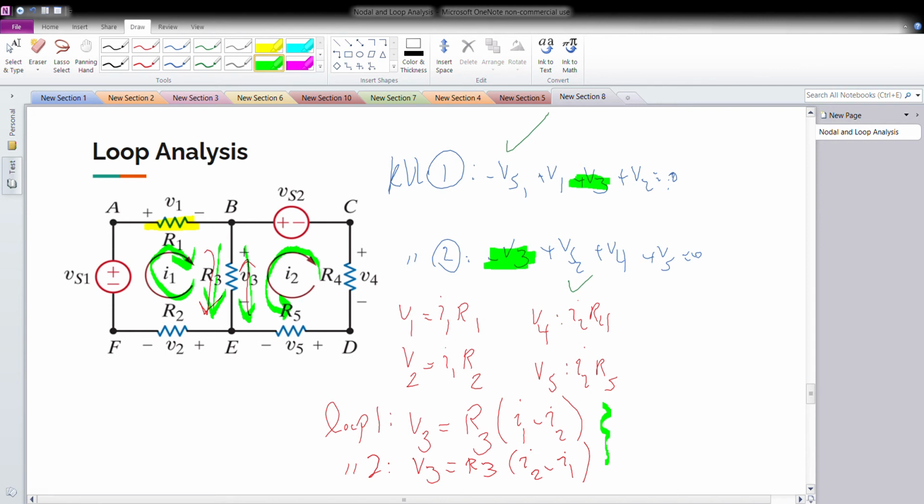So when I'm defining V3 using the green method, it's going to be R3 times I1 plus I2, because both of these are in the same direction. So also keep this in mind. If your I1 and I2 are going in the opposite direction, you subtract them. If you define them such that they're both going in the same direction, you add them.